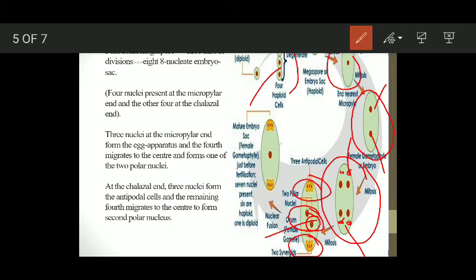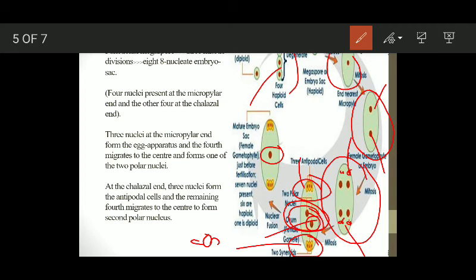Okay, so 3 nuclei form the egg apparatus containing the middle egg or oosphere and 2 lateral synergids. Similarly, at the chalazal end, we have 3 antipodal cells, and in the middle we have 2 secondary polar nuclei. These 2 secondary polar nuclei fuse with each other and form a single cell, and this single cell contains 2 nuclei.